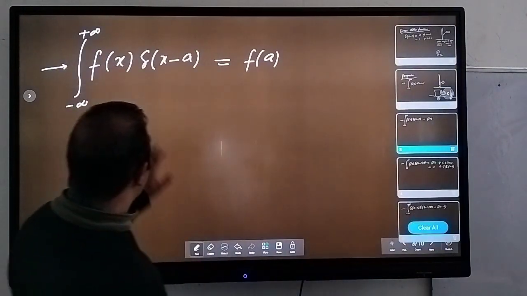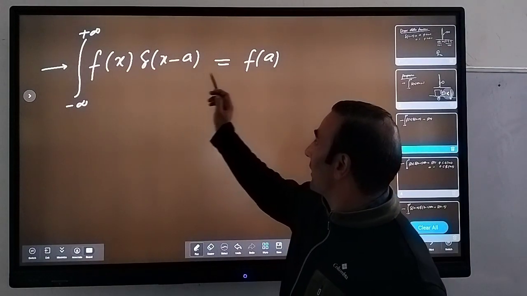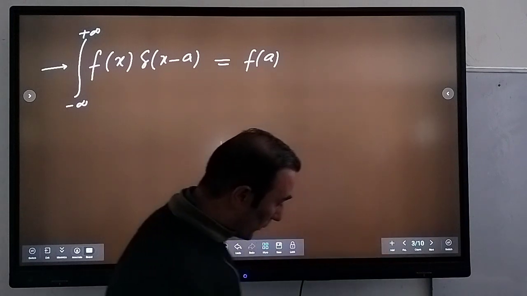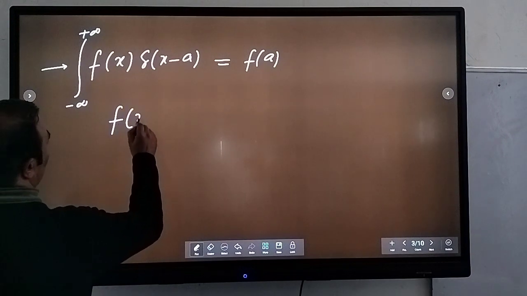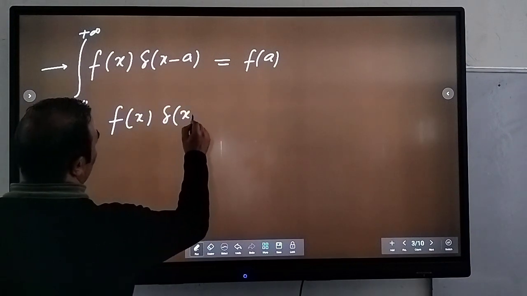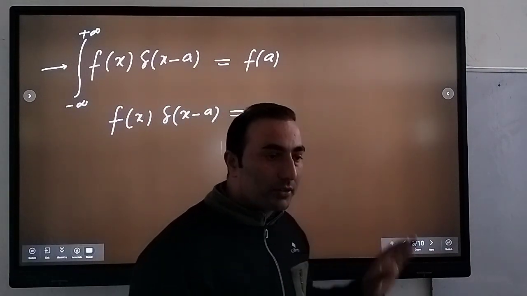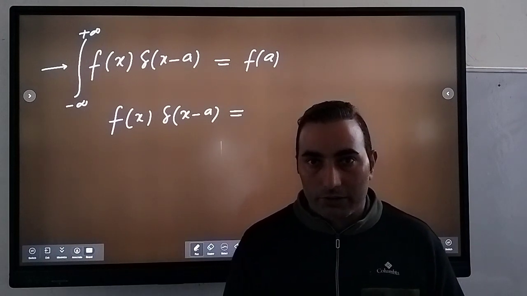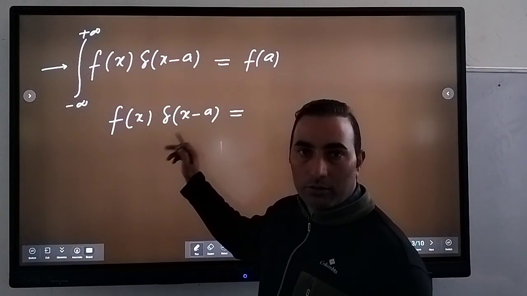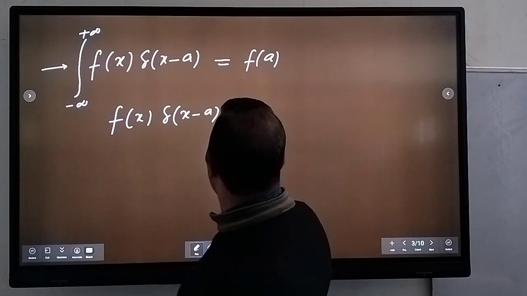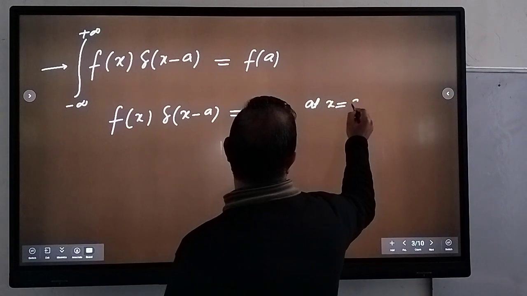Now the second property. The second property is that the integral from minus infinity to plus infinity of f of x delta of x minus a dx is equal to f of a. Let's prove it. If we use the first property of the Dirac delta function, if x equals a, the function has its maximum value, so f of x delta of x minus a will be f of a, right?